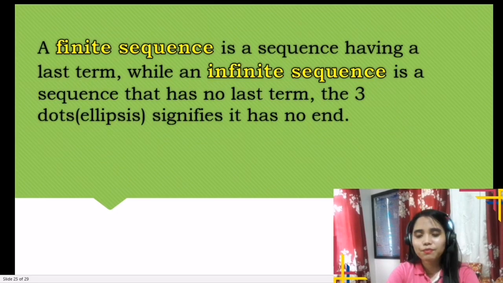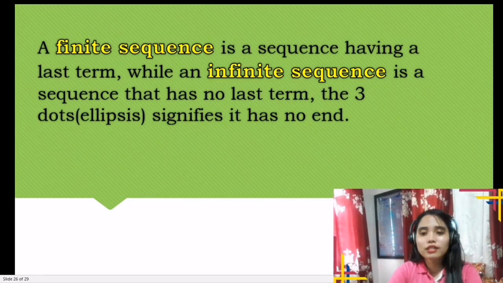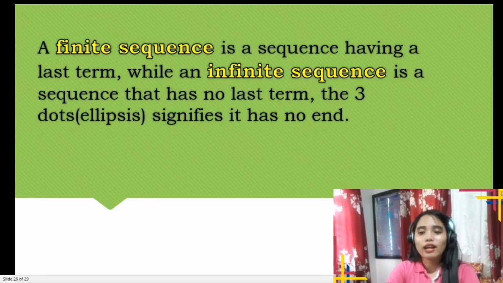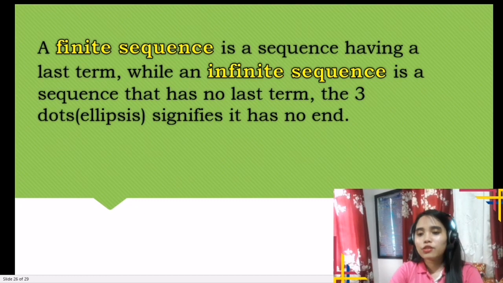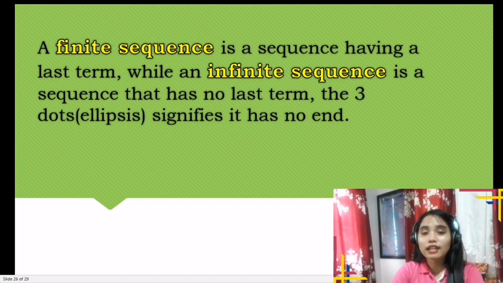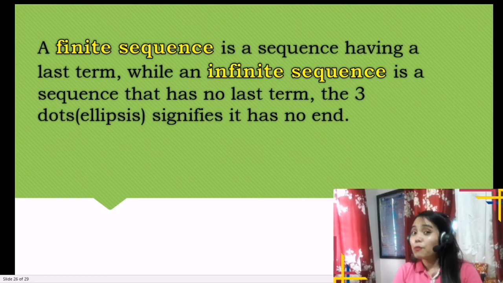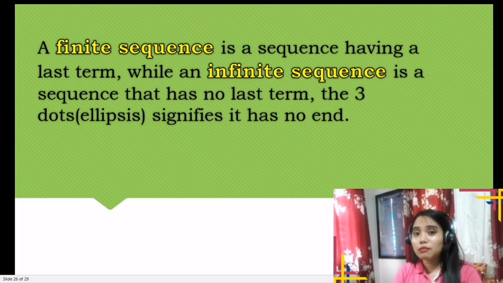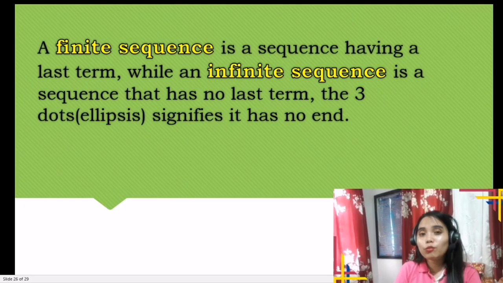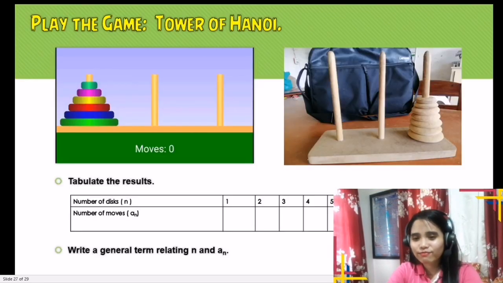Okay? So, a finite sequence is a sequence having the last term, while an infinite sequence is a sequence that has no last term. And the 3 dots signifies it has no end. Pero, yung example kanina, okay, hindi lahat ng may mga 3 dots, meaning infinite na. Sometimes, yung mga ellipses, nasa in-between. So, pag nasa in-between and may last term tayo, it is called finite sequence.